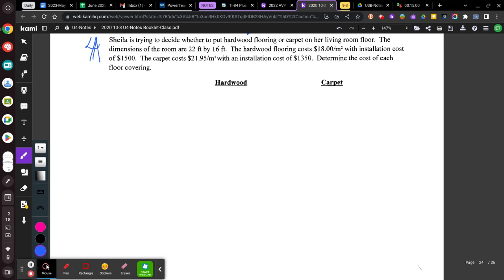So, first thing we have to do is find the area. So step 1 is area of the room.